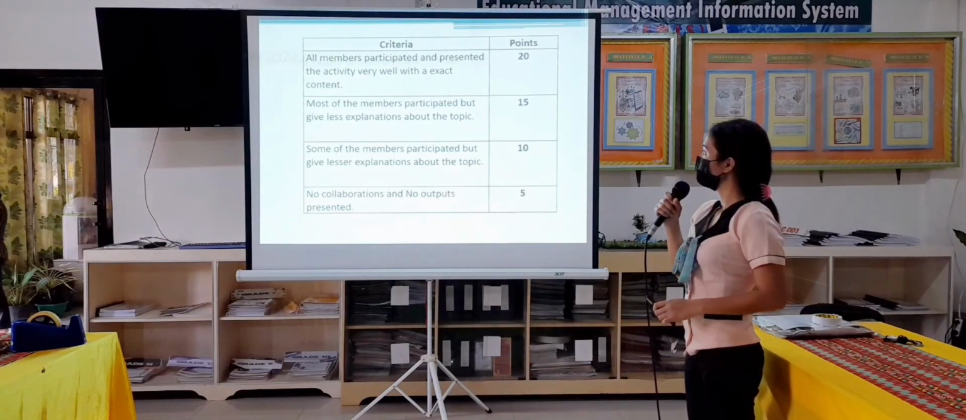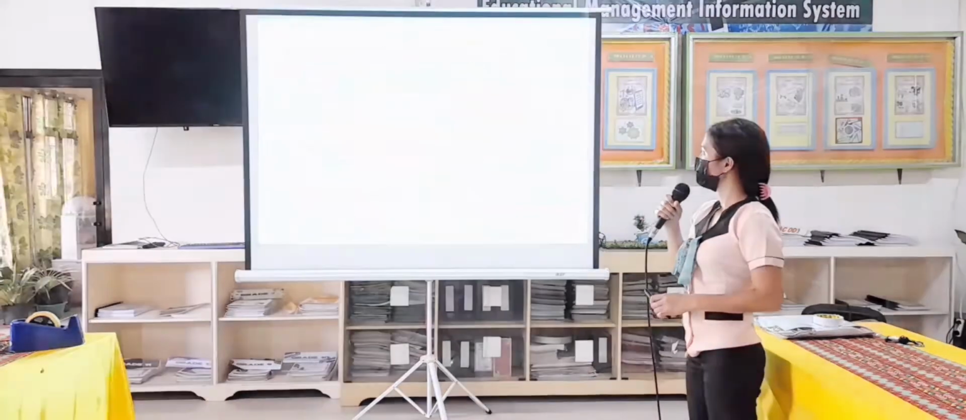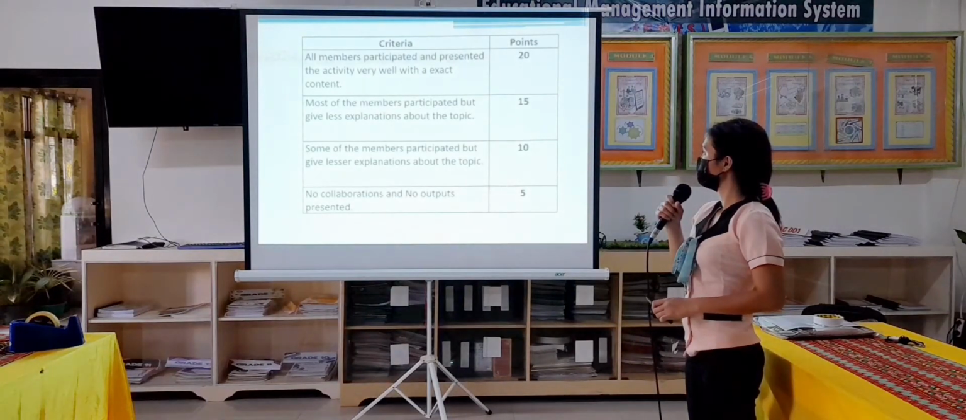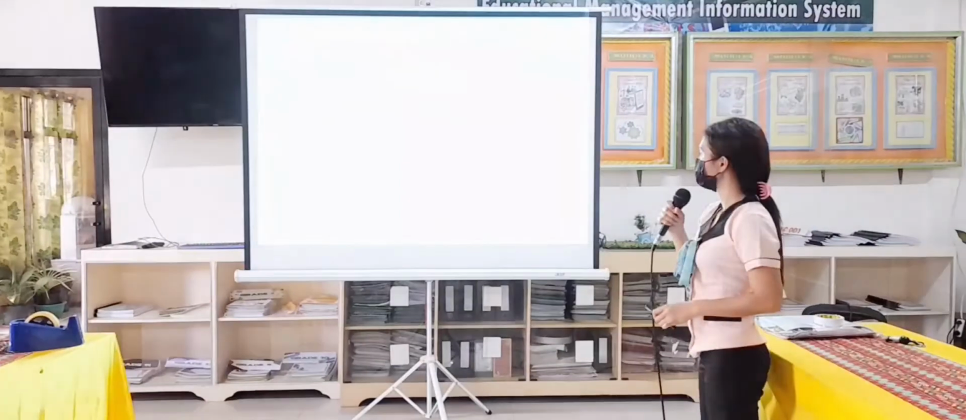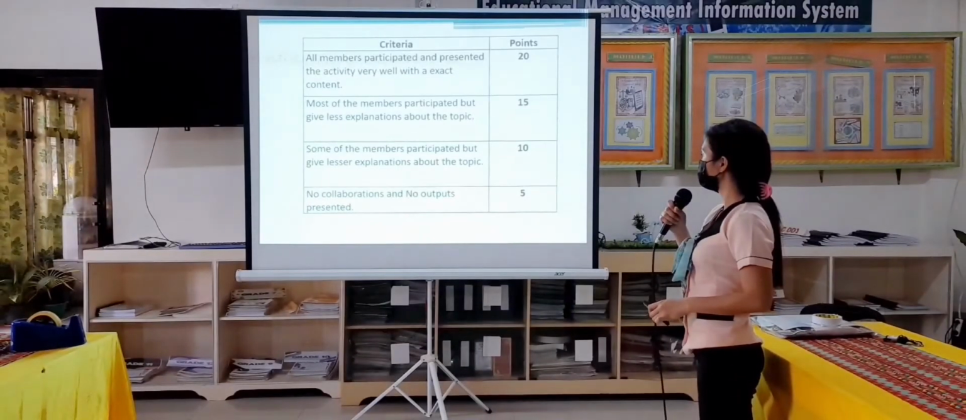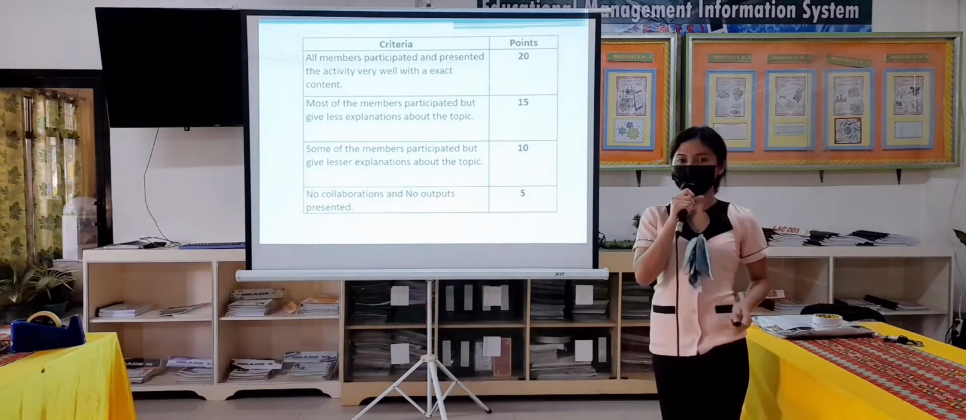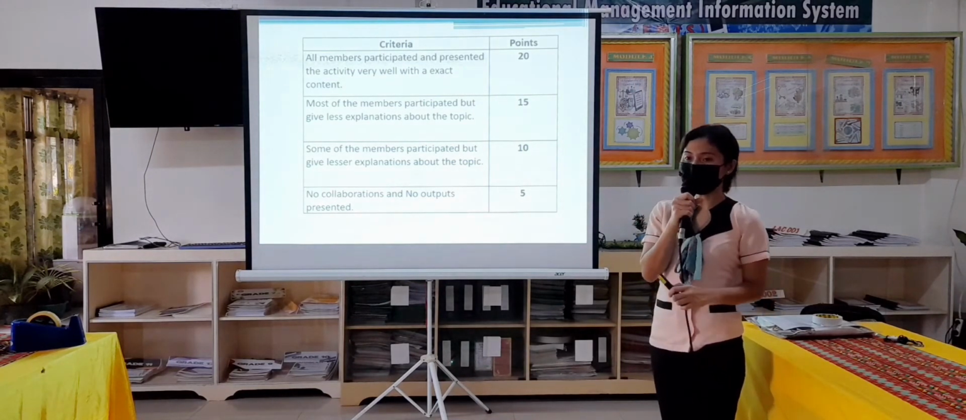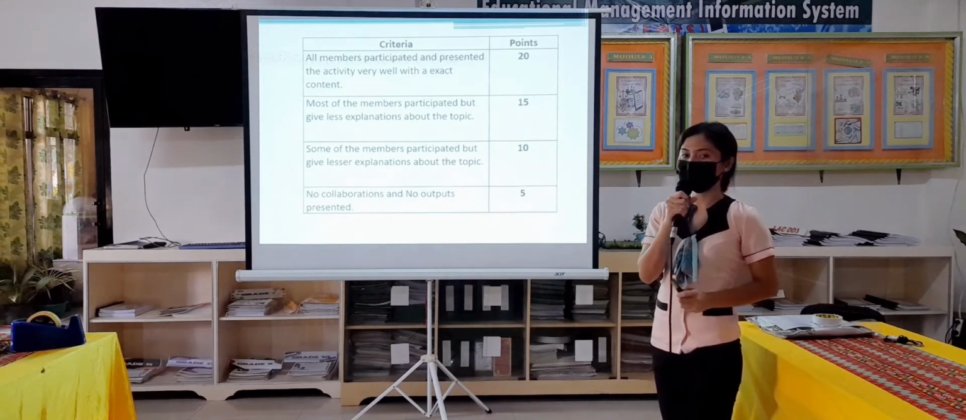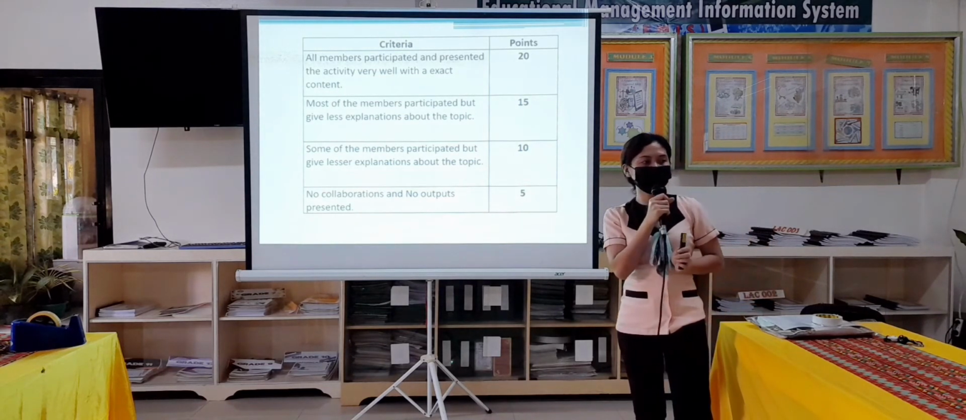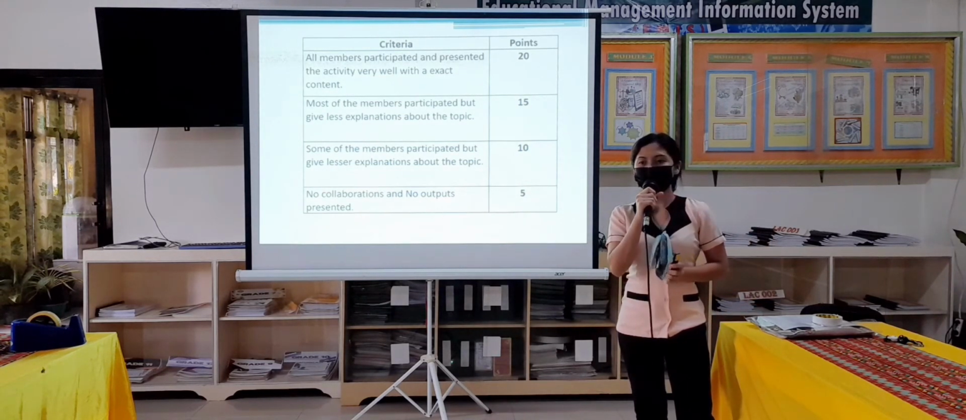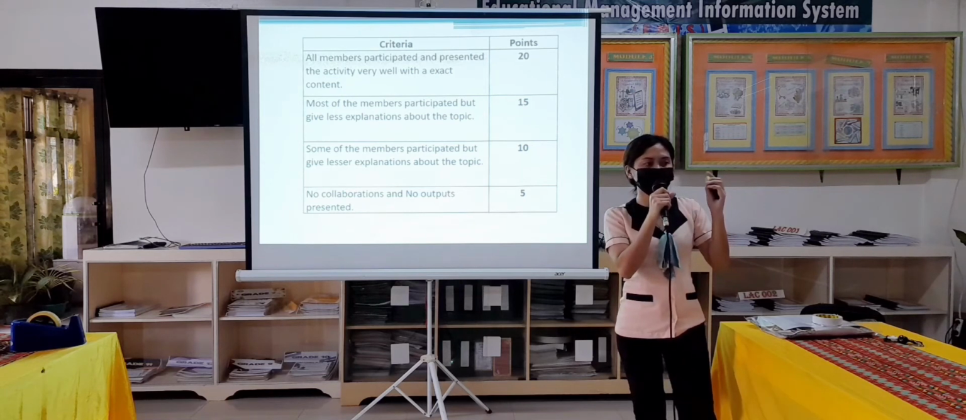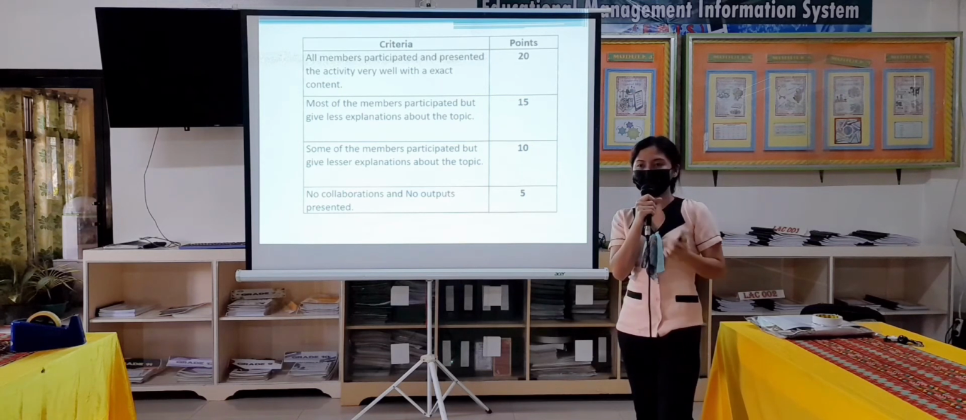All members participated and presented the activity very well with exact content is 20 points. Most of the members participated but gave less explanation about the topic is 15 points. Some of the members participated but gave lesser explanations about the topic is 10 points. And no collaboration and no output presented is 5 points. So thank you. This will be our rubric for the presentation. I will give you 2 minutes to do your activity, and after that, your leaders will present your output at the front. So time's up.